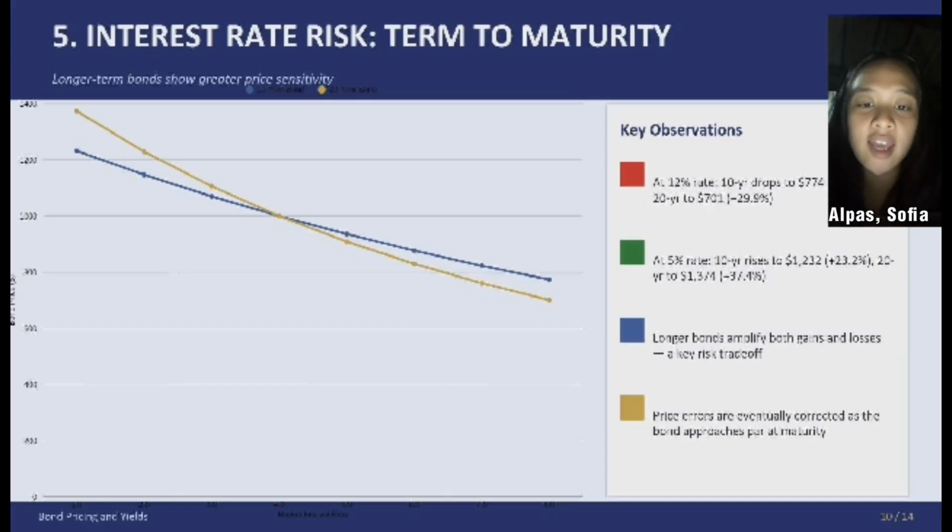On the other hand, when market interest rates decrease, bond prices increase. At a 5% market rate, the 10-year bond rises to $1,232, while the 20-year bond increases to $1,374. Again, the longer-term bond shows a bigger change in price.